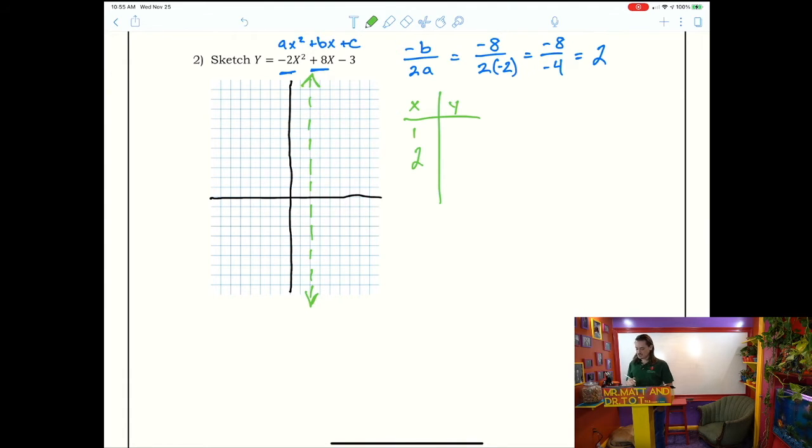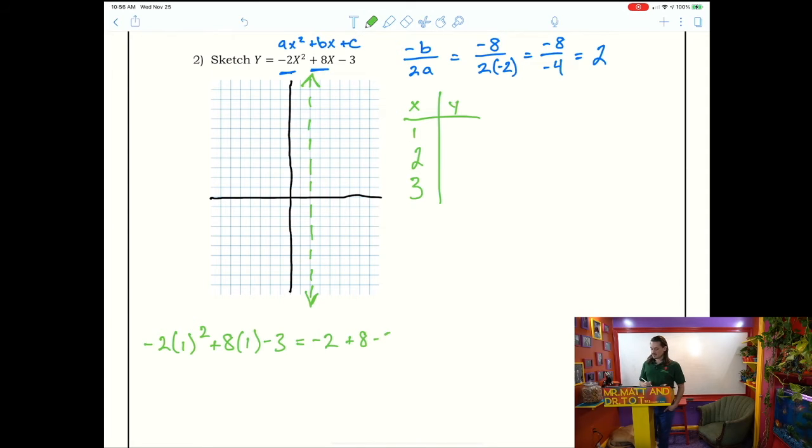So evaluating 1, we're going to have -2 times 1 squared plus 8 times 1 minus 3. 1 squared is 1. 1 times negative 2 is negative 2. 8 times 1 is 8. And then we have that minus 3. Negative 2 and negative 3 will make a negative 5. Negative 5 plus a positive 8 is going to give us a negative 3. And let me just make sure.